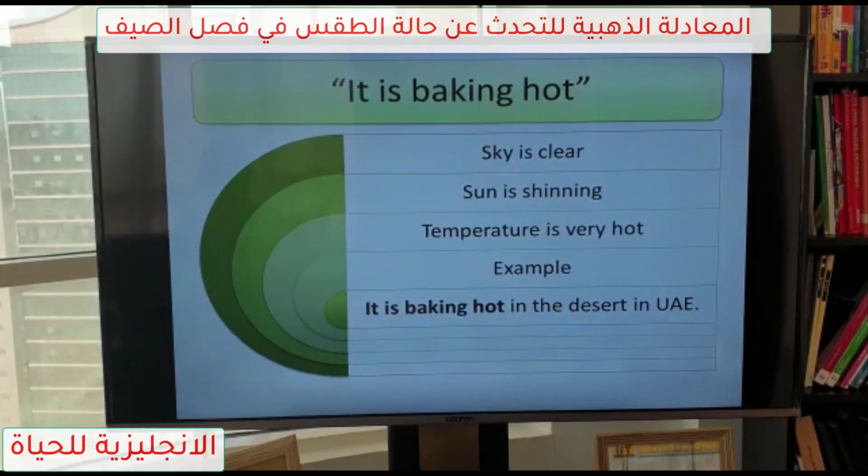It's baking hot. It's baking hot means the sky is clear, there are no clouds, the sun is shining, and shining means very hot. The temperature is hot or the heat is very hot. Example, how to use this in a sentence? You can say, it is baking hot in the desert in UAE.